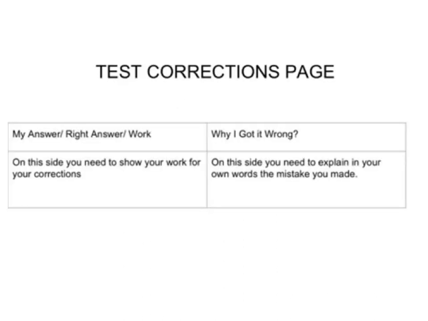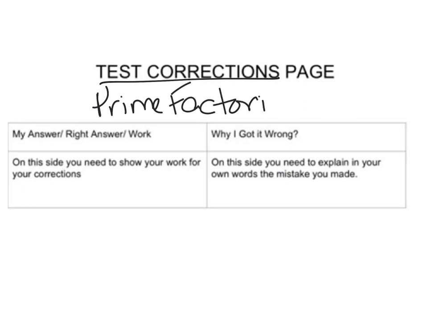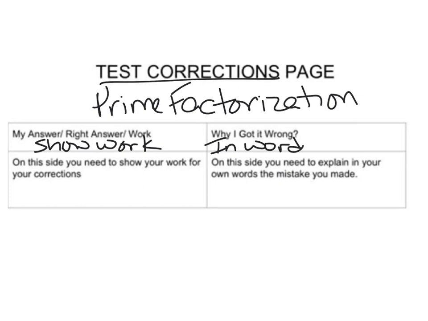Okay, so on your sheet, make sure you have the test corrections as your title and also prime factorization. On one side, you're going to put my answer, right answer, work. So you're going to show all your work on this side, which means it's everything that I do. You're going to also write it here. And then on the other side, you're going to explain in words, not in problems, in words, what you did incorrectly. And then we could go ahead and give you credit for all of this. So go ahead and separate your paper, title it, and then move on.